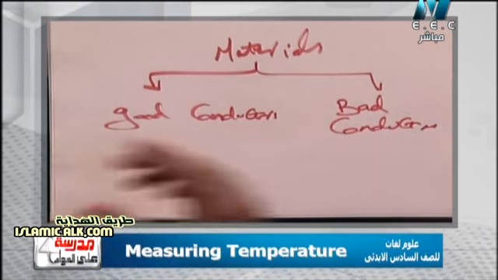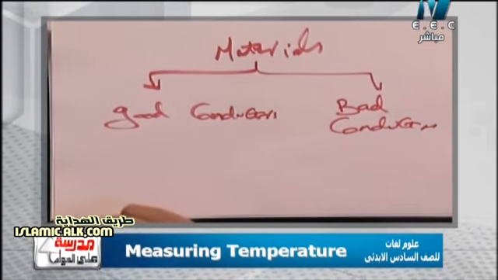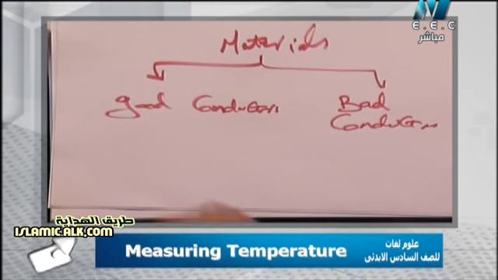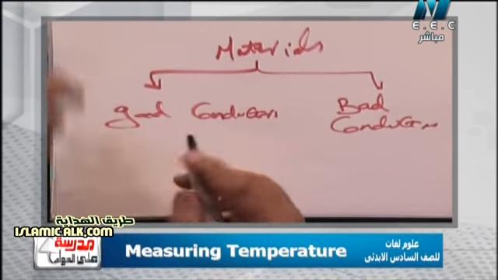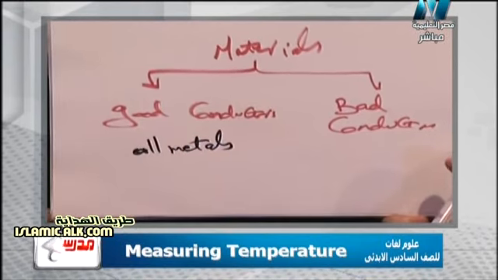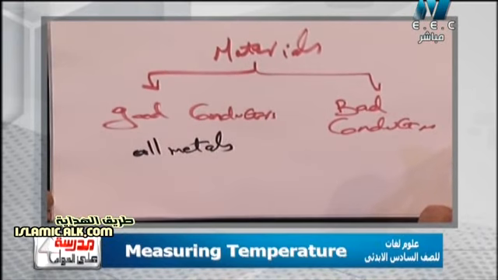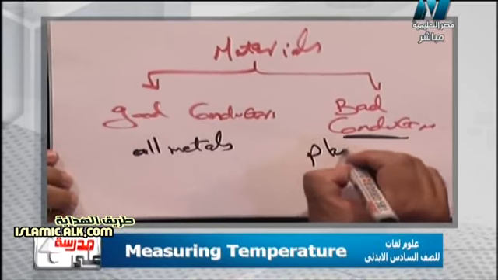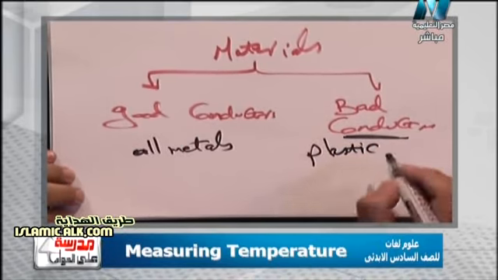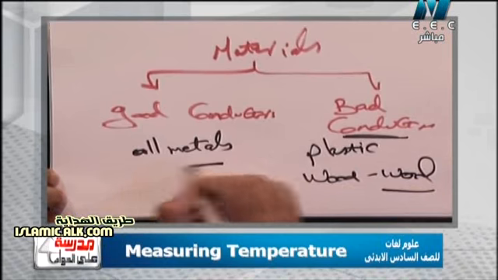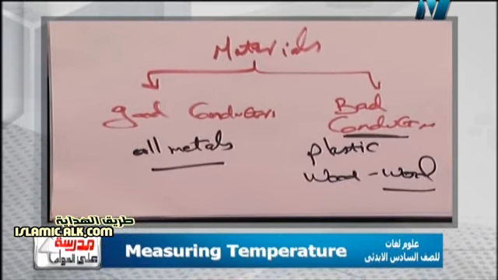The good conducting materials are materials that allow heat to flow through, such as iron, copper, aluminium, gold, silver, nickel, all metals. So what about bad conductors? Bad conductors such as plastic, wool, glass, air, paper, and so on, are materials that don't allow heat to flow through, such as plastic, wood, and wool. So we have differentiated between 2 types of material, which are good conductor and bad conductor.